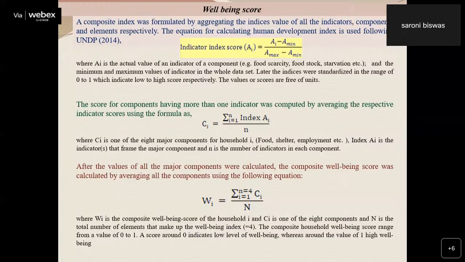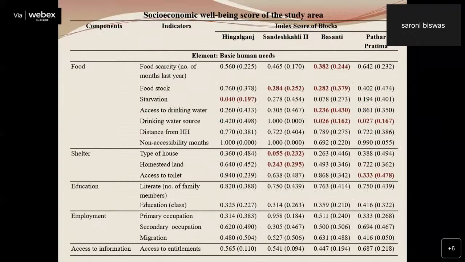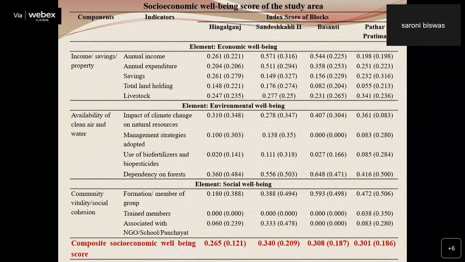And ultimately, after getting the results, the Human Development Index was calculated using the UNDP's equation, and from there we get the indicator index score. If you average the indicator index scores, you get the component score. And if you finally average the component scores, you get the composite well-being score. In that way, we analyzed and got the scores for different areas, elements, and components. Finally, we find that the composite socioeconomic well-being score is very low for the areas, and we can easily conclude that the community members, the target beneficiaries for a particular project, are in a vulnerable situation and their well-being is not up to the mark.